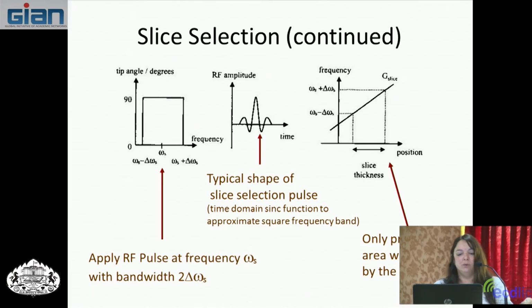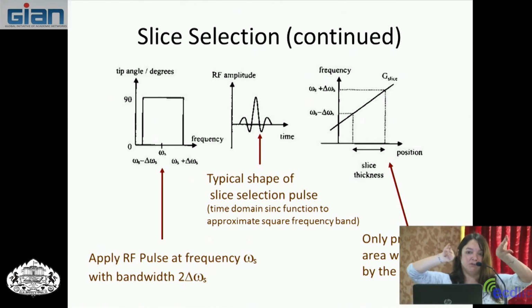Okay, so we would apply the RF pulse at a frequency, omega S, and a bandwidth, and then we would do a typical shape of slice selection. So this is the pulse we do to define the space, the RF amplitude there. And only the protons in this specific slice area are going to tip because of this pulse, because they have a specific omega now, a specific resonant frequency that's going to differ from the other slices because of this variation in the field.